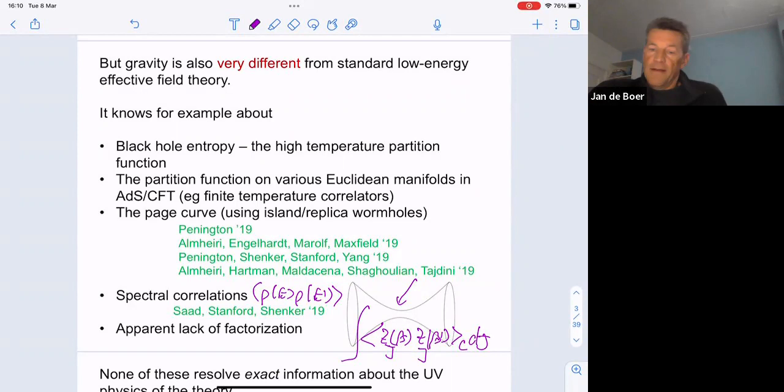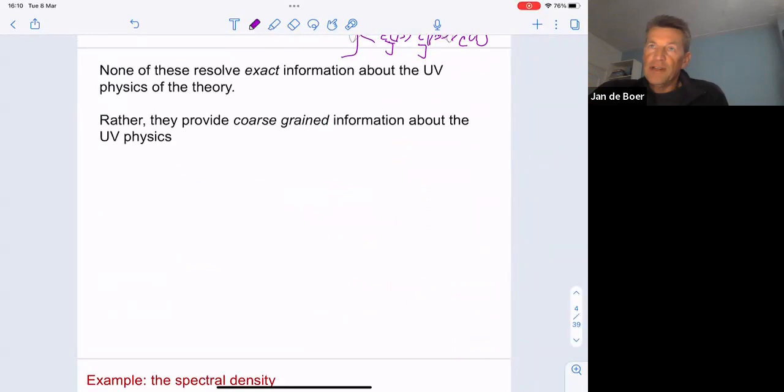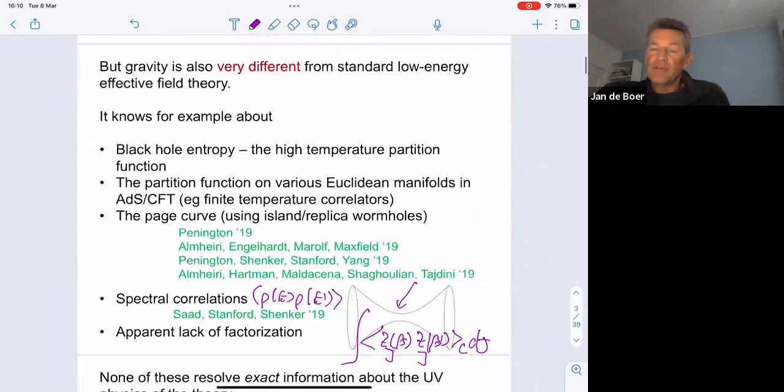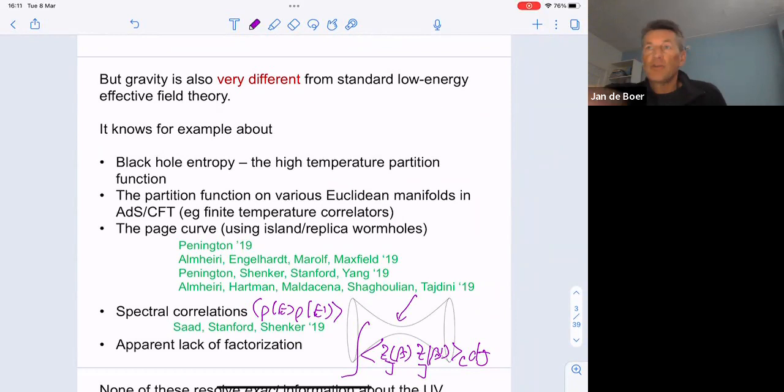Now, none of these computations really give you exact UV information. The only thing you get from any of these things that are mentioned here is a version of coarse-grained UV information. It's always averaged of some sort or another. That's logical, because it would be very strange if we could use only semi-classical methods to compute some UV quantity up to arbitrary precision. Presumably for that, we need the full UV theory and not just a low energy semi-classical description.